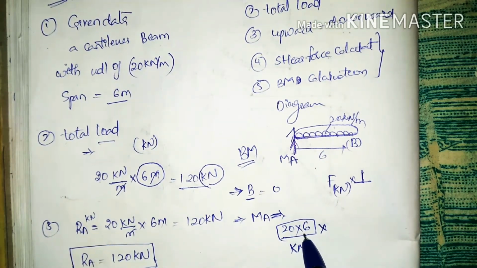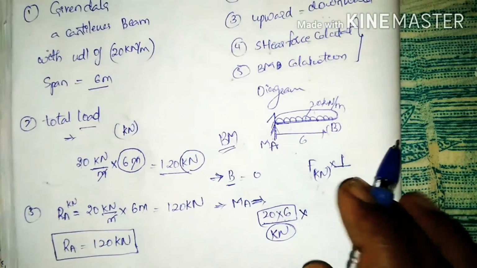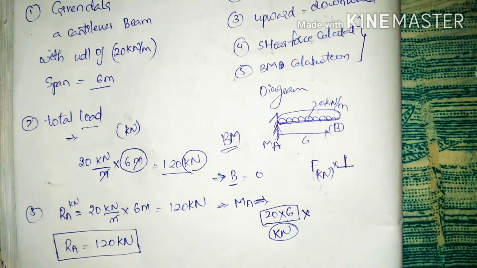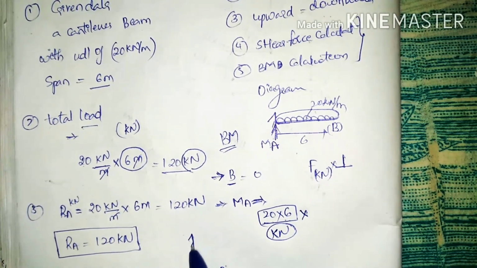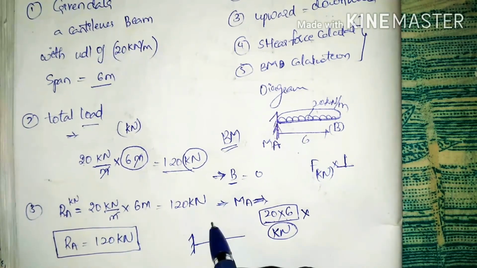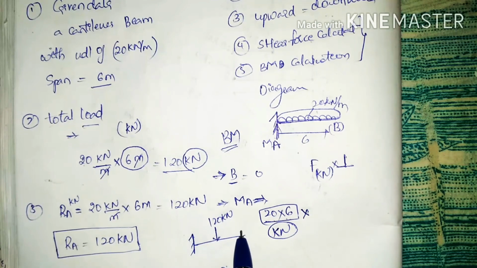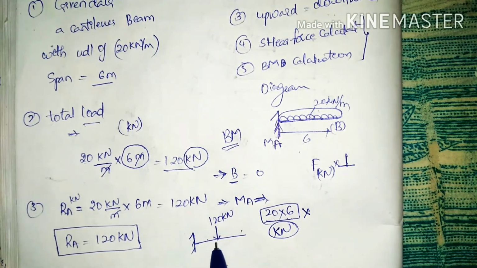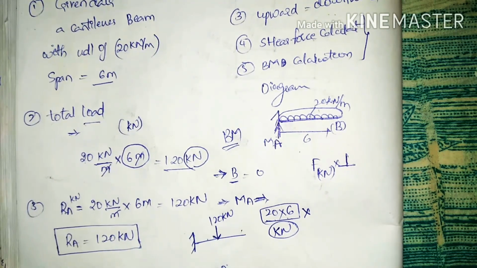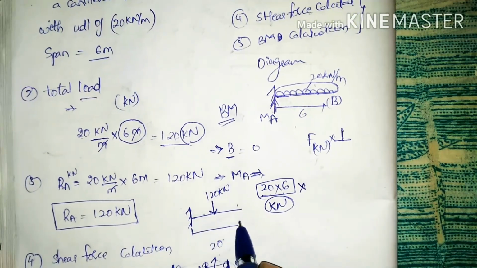When the UDL is converted into point load, the point load units are also kilonewtons, and it is going to act at the center or midspan of the beam like this. That is 20 into 6, 120 kilonewton. When the UDL is converted into the point load, the load is going to act at the midspan of the beam, so that the length to the midspan is here.